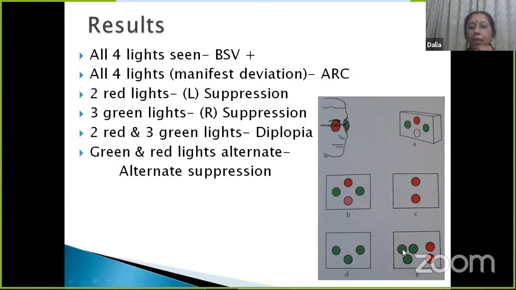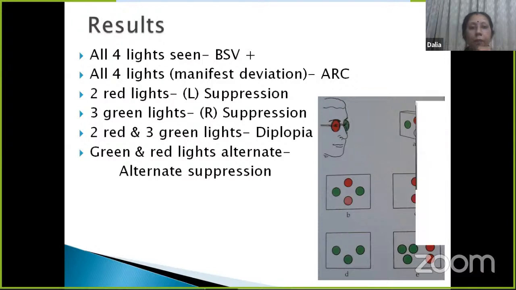Suppose a patient says he sees three green lights and two red lights, that means he's seeing with both eyes but separately. So that is diplopia. And some patients may tell that alternately they are seeing the green lights, and then sometimes they are seeing the red light. That means the patient is having alternate suppression. This occurs in cases of wide angle squints which are freely alternating.